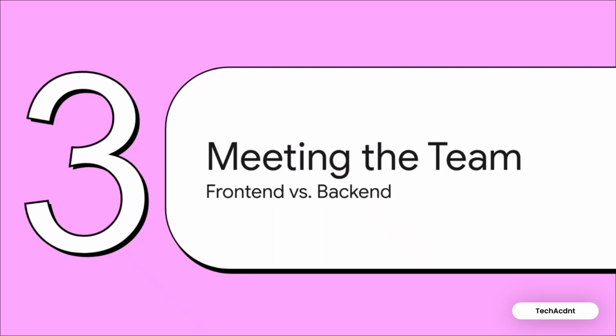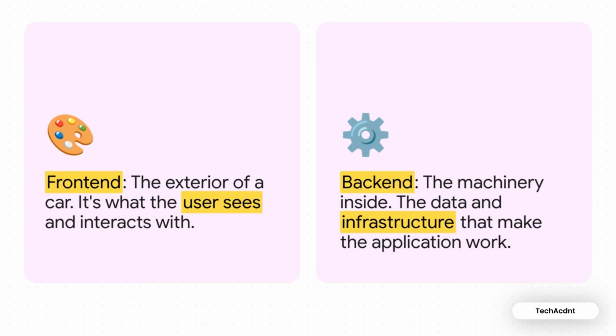Okay, so let's zoom in on what's happening on the server's end. When your request arrives, it's not just met by one single thing. It's handled by a whole system that's split into two major parts, the front end and the back end. This car analogy is honestly the best way to understand it. The front end is the shiny exterior of the car, the paint job, the dashboard, the steering wheel. It's everything you, the user, can actually see and interact with.